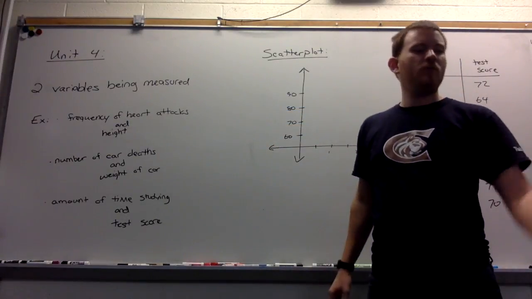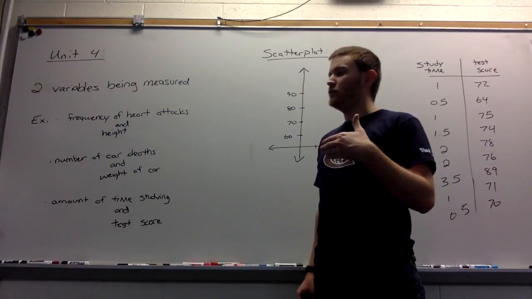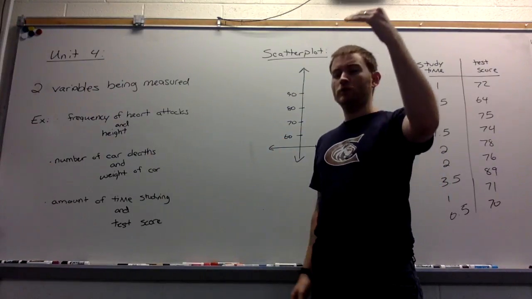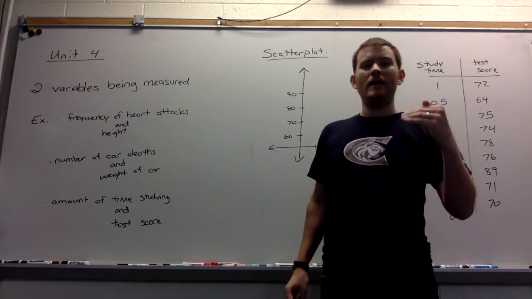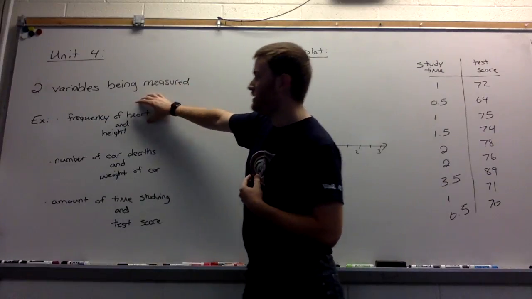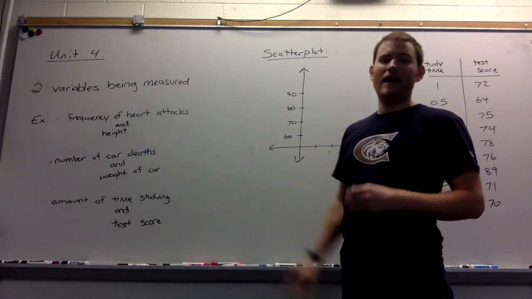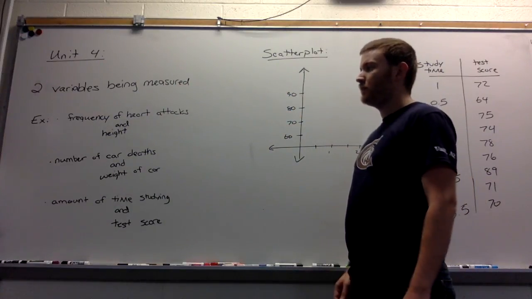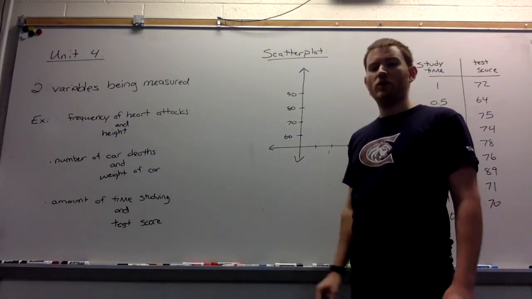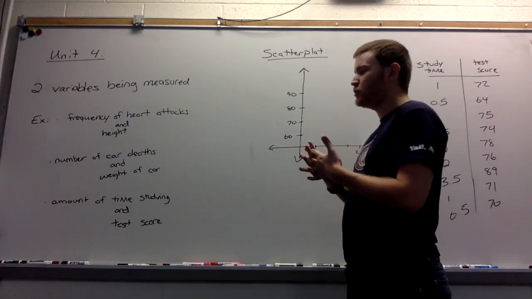One of the examples in your notes asks: do heart attacks or heart problems happen more frequently for shorter women than average sized women? The two variables we're looking at are the frequency of heart attacks and height, and how the two of them may be related. Another example: the number of car deaths versus the weight of a car. Is there a connection between those two?